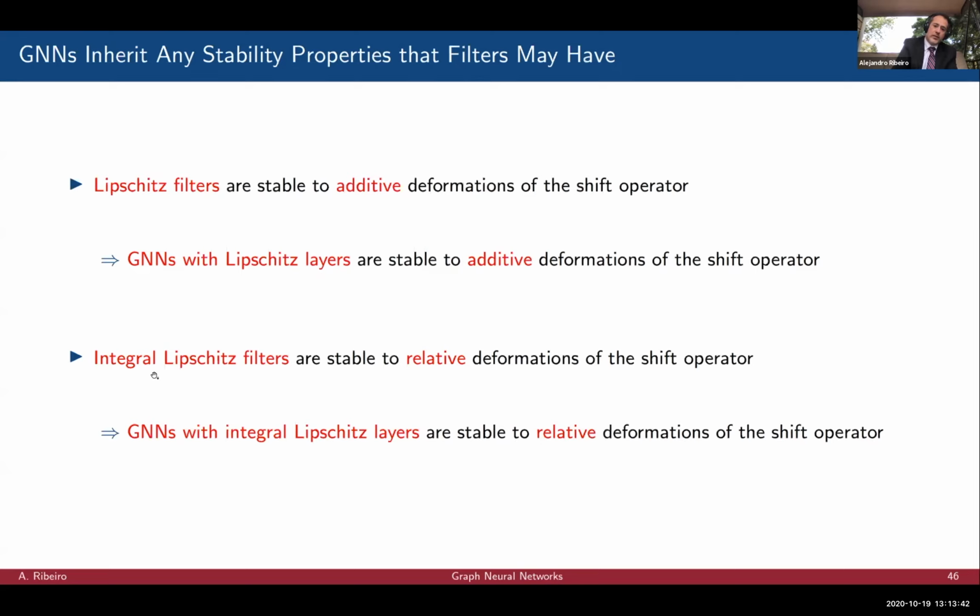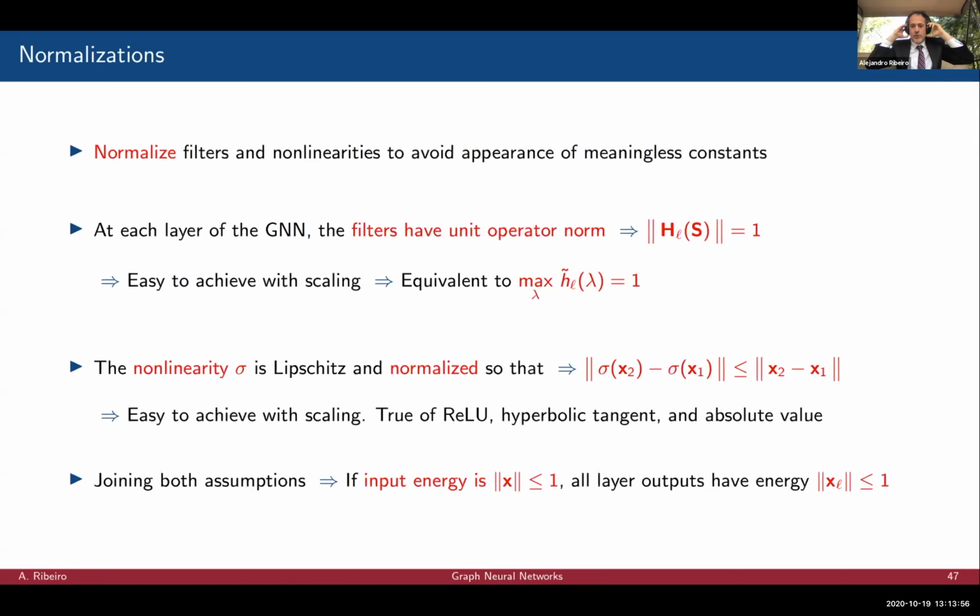If you consider integral Lipschitz filters and relative deformations, GNNs with integral Lipschitz layers are going to inherit the stability with respect to relative deformations of the shift operator. Mathematically, the theorems that I have to introduce require that I introduce some normalizations, which I am introducing simply to avoid the appearance of constants that wouldn't have any meaning. I am going to assume that my filters have been normalized so that they have unit operator norm. And I'm going to assume that the nonlinearity is Lipschitz and normalized, so that |sigma(x2) - sigma(x1)| is less than |x2 - x1|.